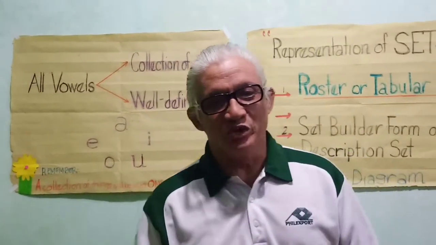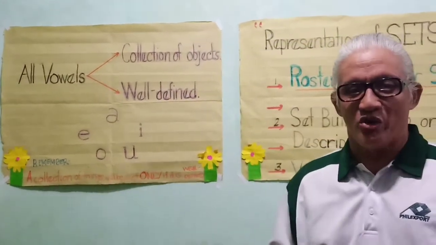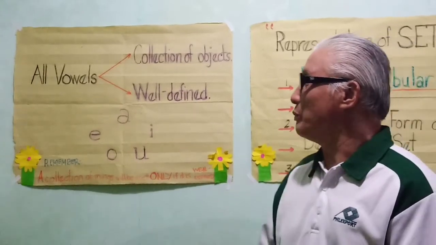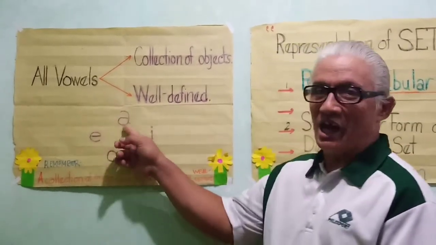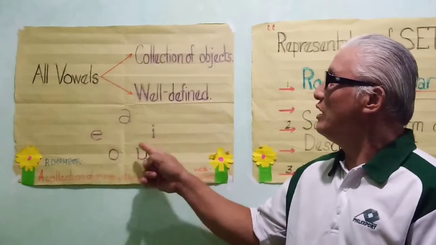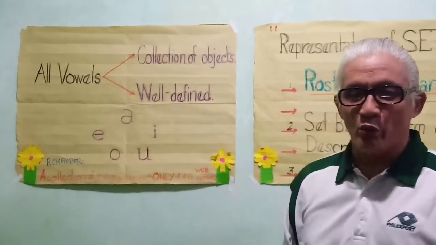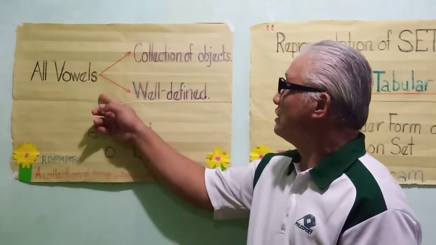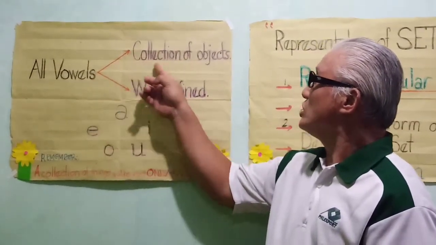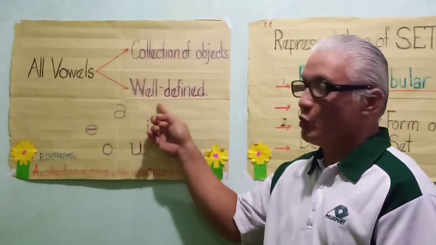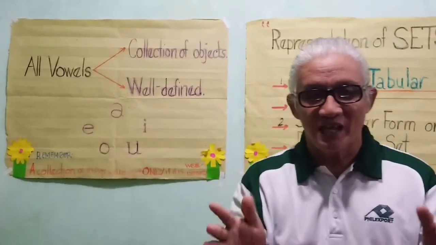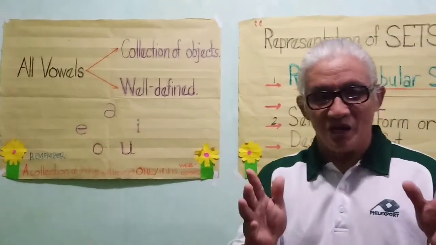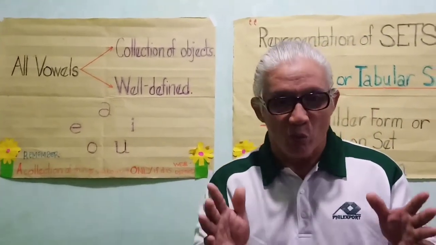Okay, class, your time is up. Let us check your answers. For question number 1, the vowels of the English alphabet are A, E, I, O, U. For question number 2, it is a set of all vowels because it is a collection of objects as well as well-defined. Class, again, remember this.